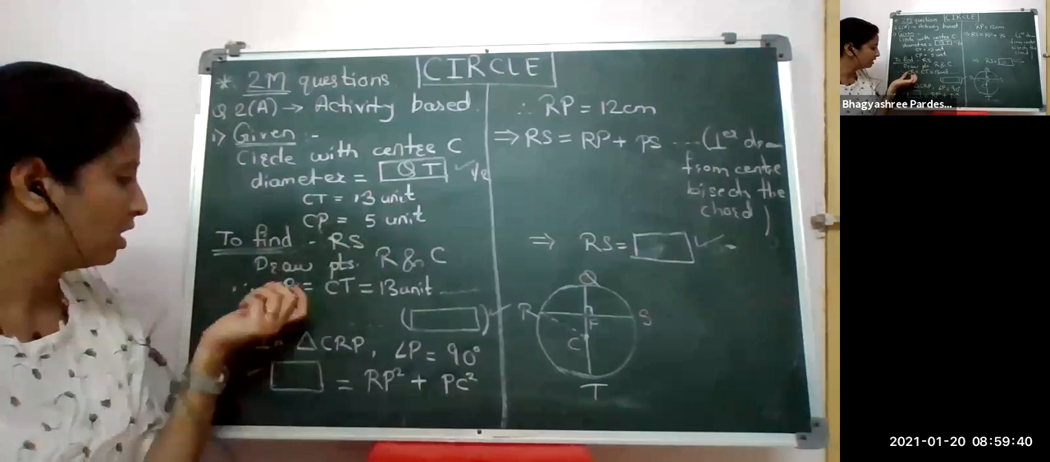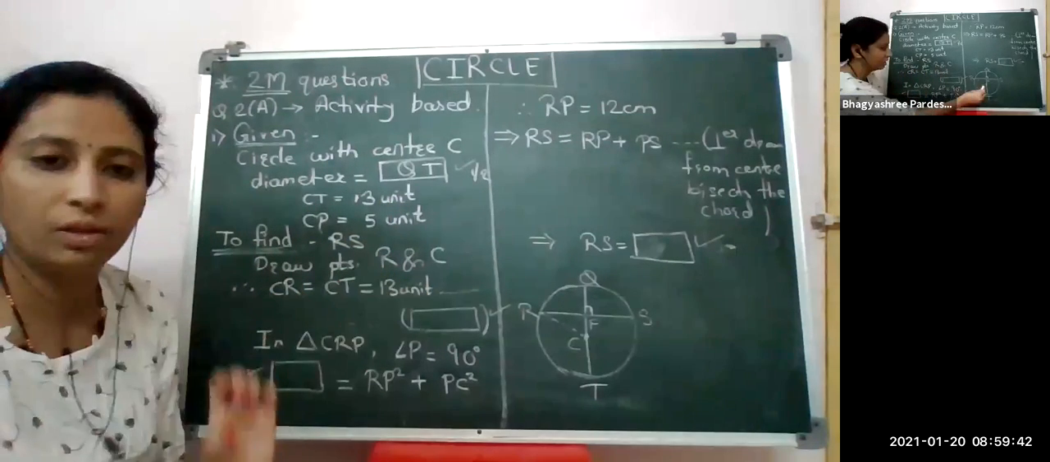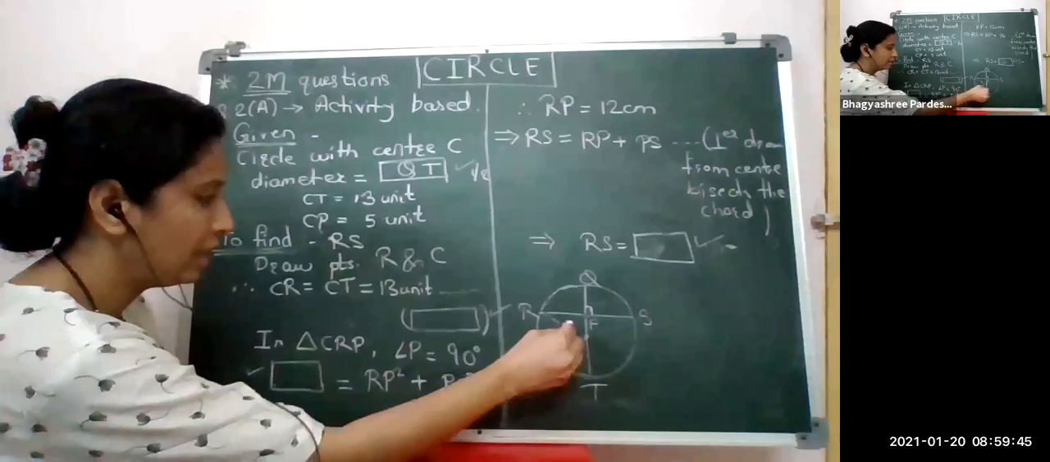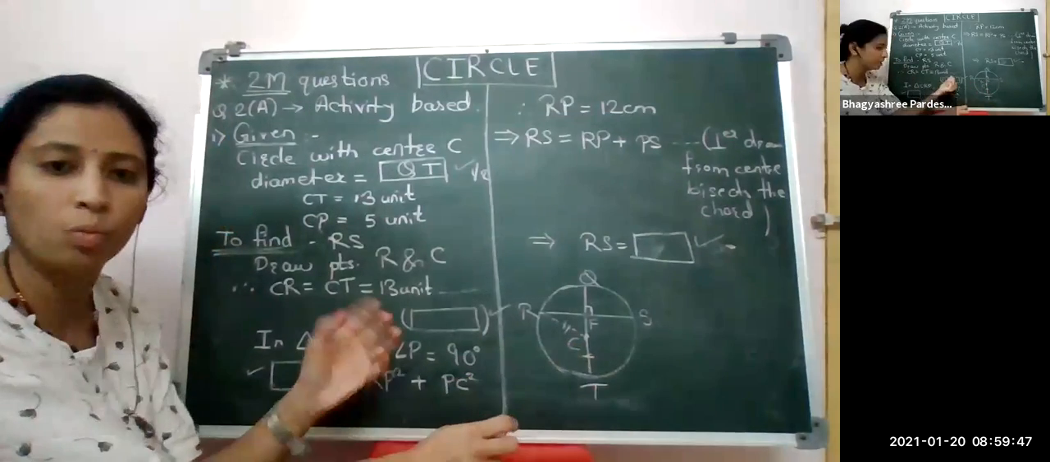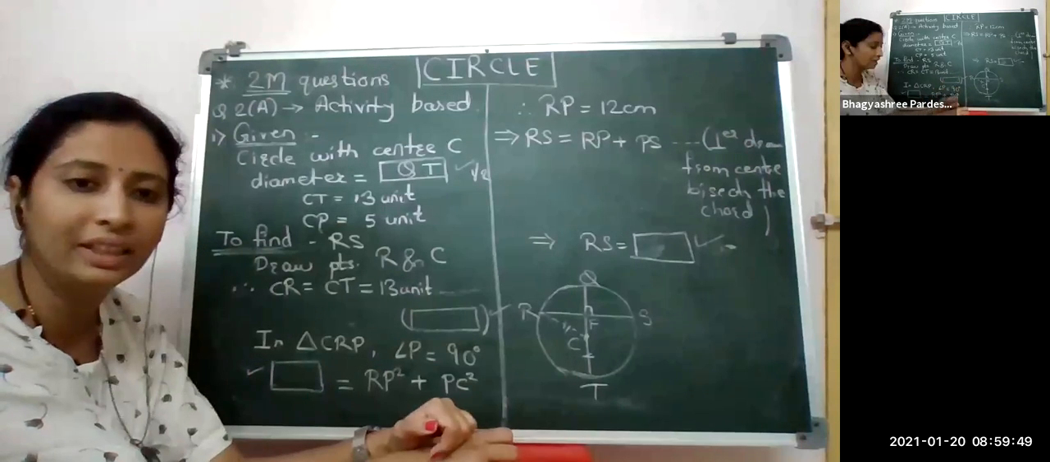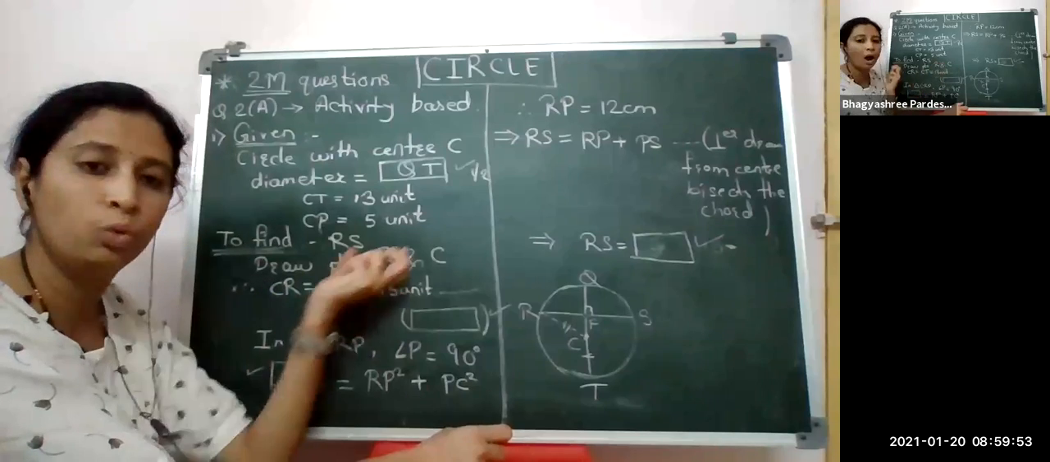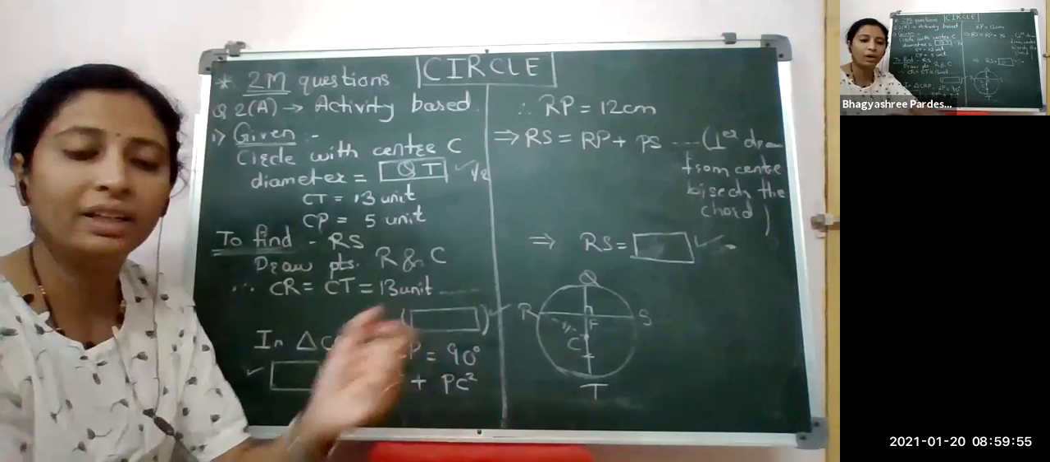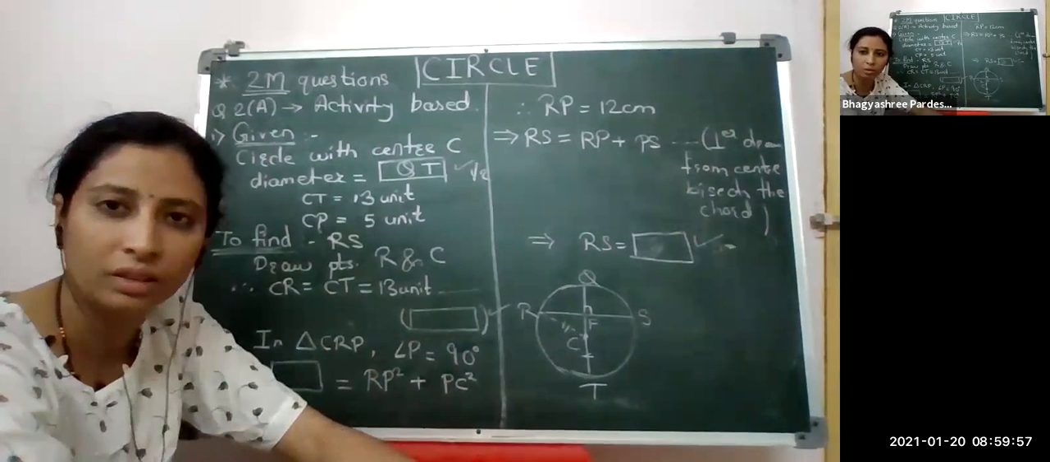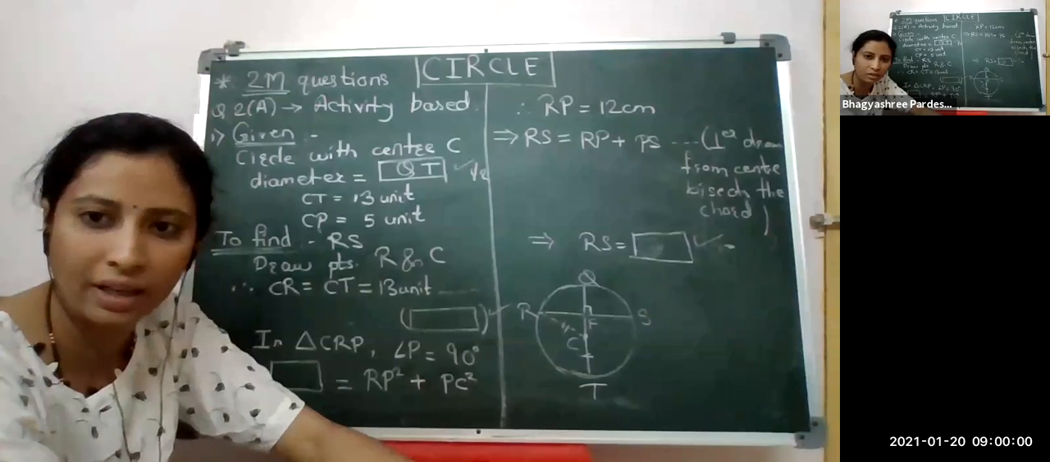We have to find RS. I have taken CR and CT is equal to 13 here. This CR and CT both are same. This blank space, what does this indicate? This indicates the reason why I have said that these two are equal. So can anyone answer why these two are equal? Anyone quickly can raise your hand and answer this?